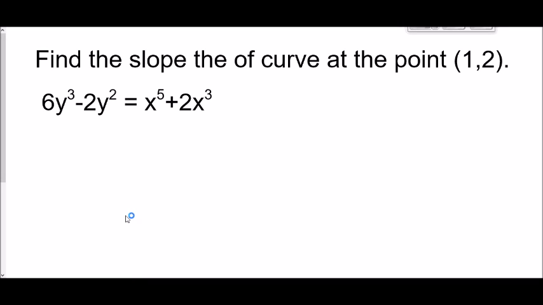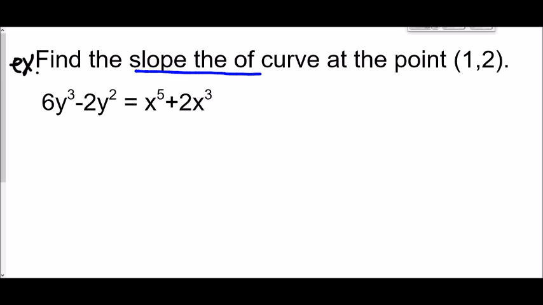Okay, so let's continue our section 2.5 notes. We are still looking at implicit differentiation. And so this first example, now that we know how to do implicit differentiation, we are going to be looking at a couple different examples and ways that we can use that. So this says, find the slope of the curve at the point (1, 2). And our equation is 6y cubed minus 2y squared equals x to the fifth plus 2x cubed.